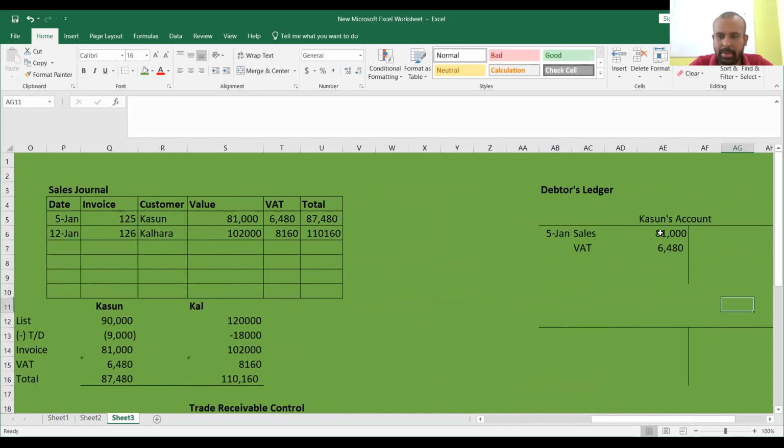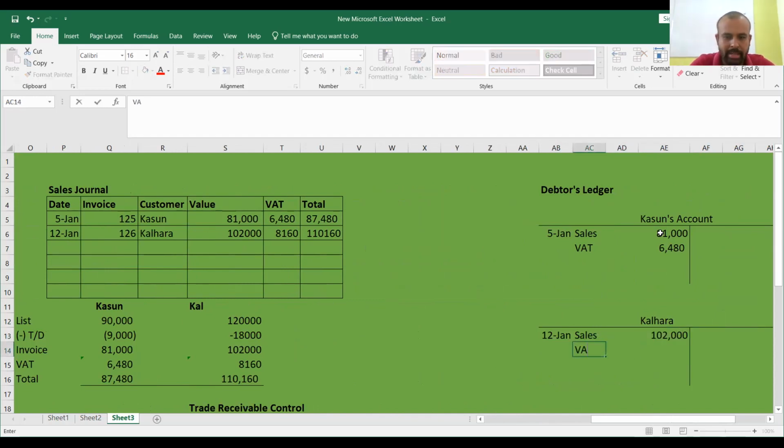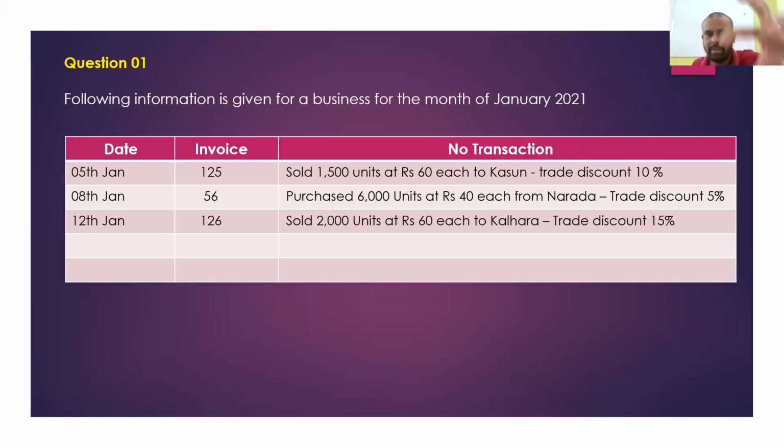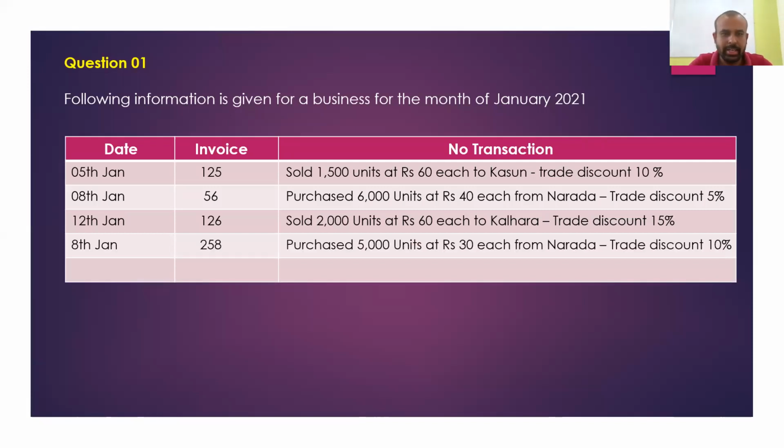But on the same day you need to update the individual debtor account, right? On 12 January, same sales you record, it's 102,000, and as value added tax you record 8,160. Okay, individual ledger accounts are updated, and what next? You record transactions in the journal soon after they take place and update the individual debtor account, right? Or creditors account.